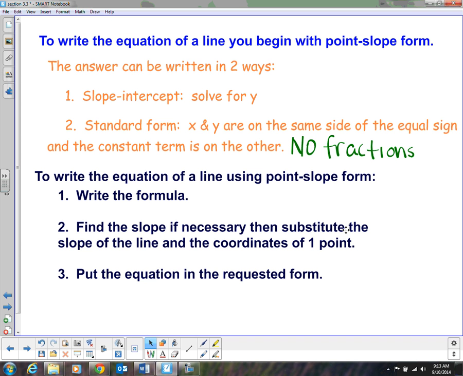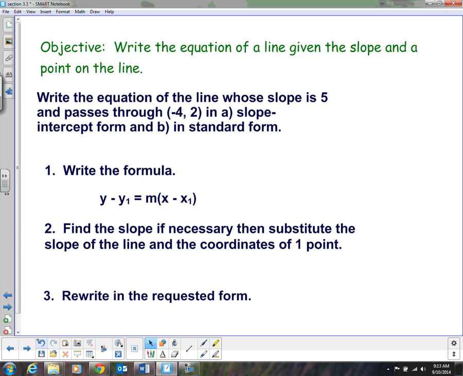So we begin with point slope. And then we're going to put the equation in the requested form. Alright, so here's what we do. Write the equation of a line whose slope is 5 and passes through the point negative 4, 2. A, slope-intercept form, B, standard form.